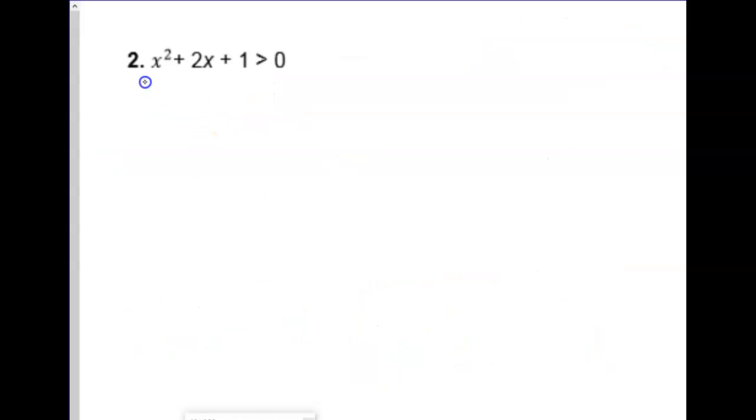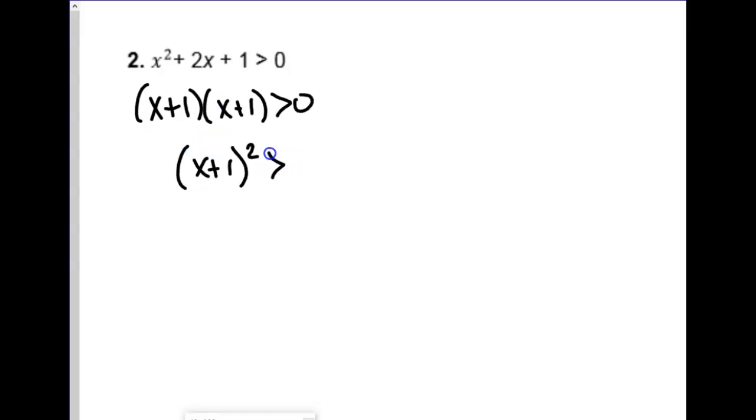So this one does factor, and something kind of strange happens when you factor it. You get x plus 1 times x plus 1 again. And we know a shorter way of writing that would be x plus 1 quantity squared. So forget the inequality for a minute. Talk to me about what this looks like.